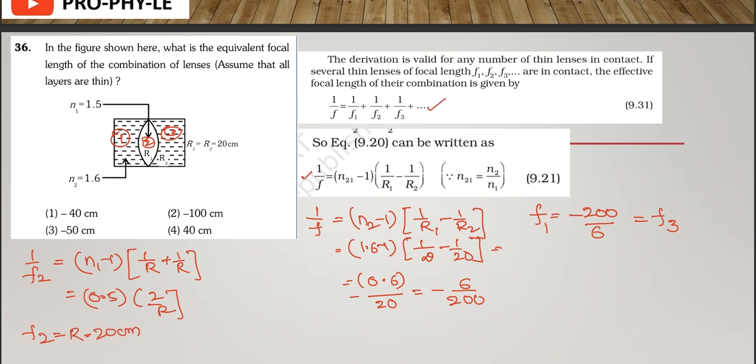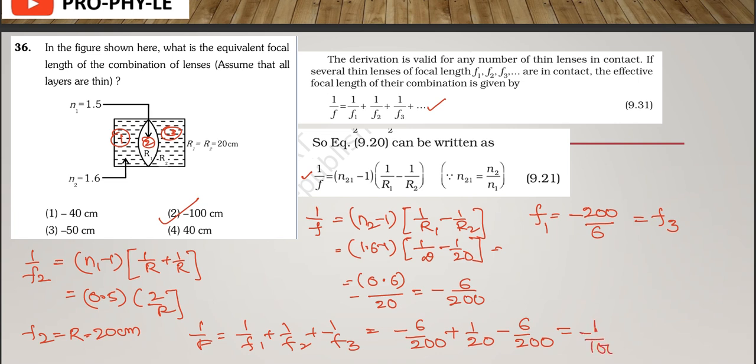So if you know this, now we can use this formula. 1 by f will be equal to 1 by f1 plus 1 by f2 plus 1 by f3, that is minus 6 by 200 plus 1 by 20 minus 6 by 200. So if you solve this, you will get 1 by f as minus 1 by 100, which implies f will be minus 100 centimeters.